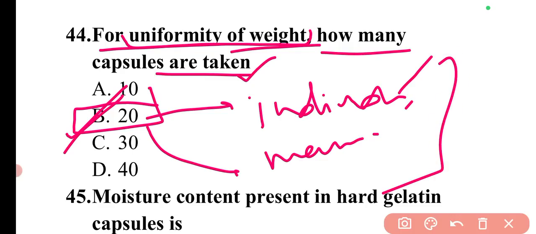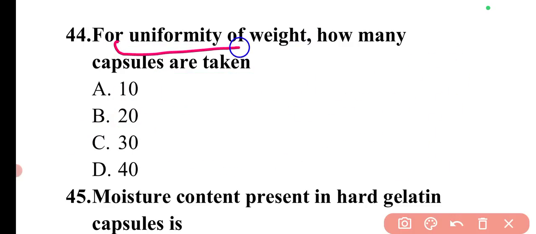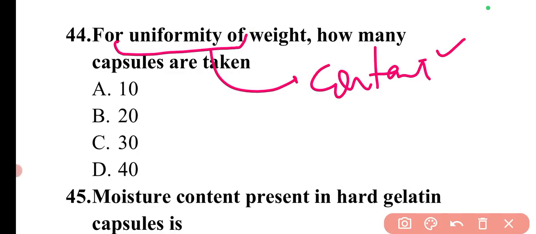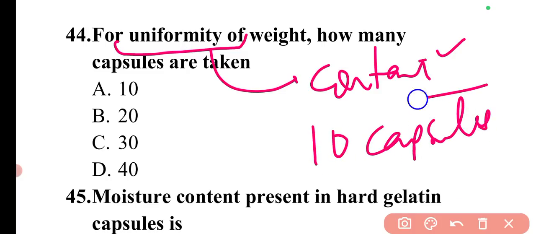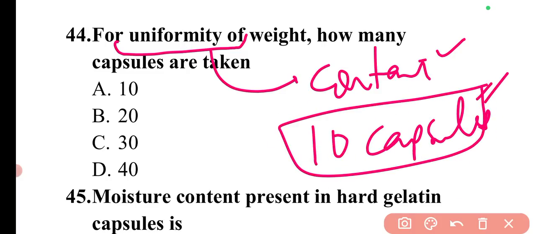In case of the test of uniformity of content, we can take 10 capsules for evaluation. So this difference you can remember. For uniformity of weight, it will be 20 capsules. For uniformity of content, it will be 10 capsules.